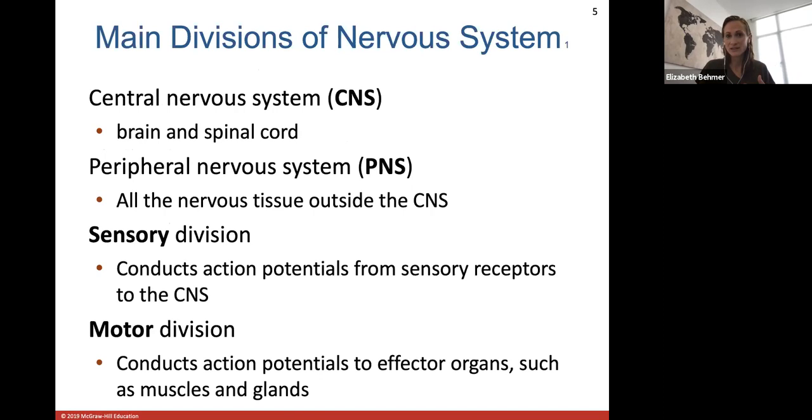The central nervous system is your brain and spinal cord. Peripheral nervous system are all of the nervous tissue outside of the central nervous system. So that includes all the spinal nerves, the cranial nerves, the ganglia.